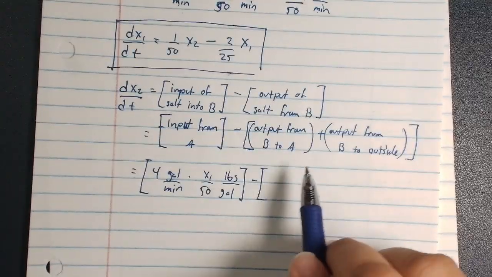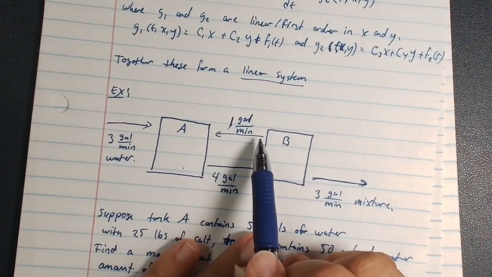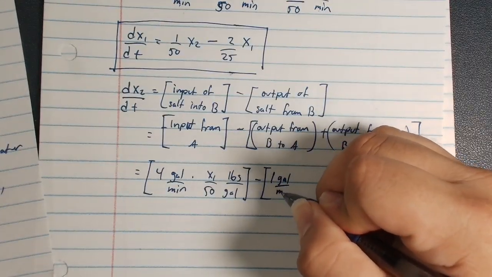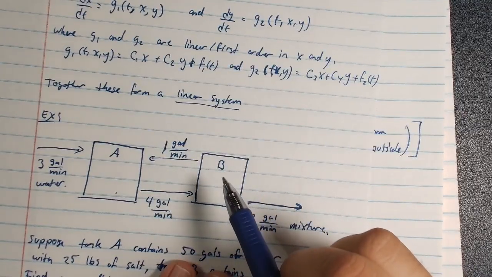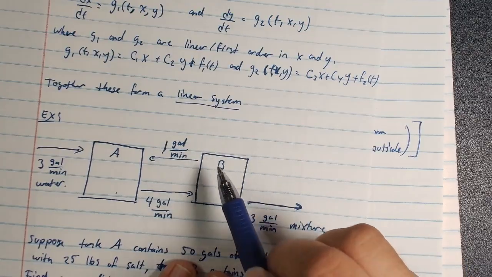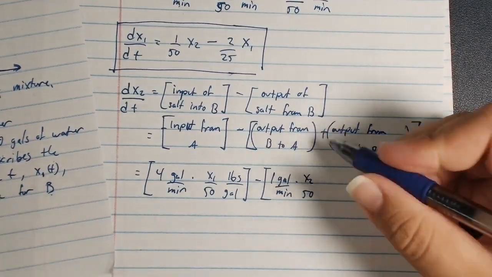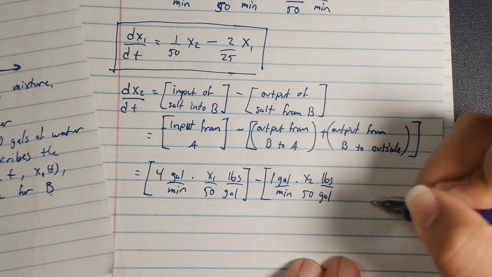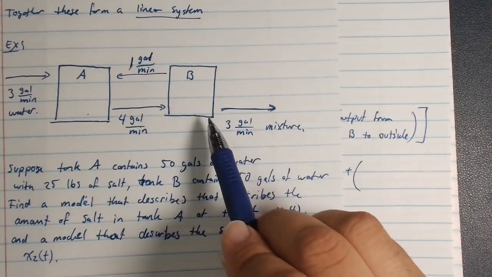Minus, now let's take a look at our two outputs. The output from B to A is going to be 1 gallon per minute from B to A, times the concentration of salt, which is how much salt is in B divided by how much water is in B. That's x2 over 50. x2 is the amount of salt in tank B in pounds, and 50 is the gallons of water in tank B. Plus, and then output from B to the outside, that's 3 gallons a minute.